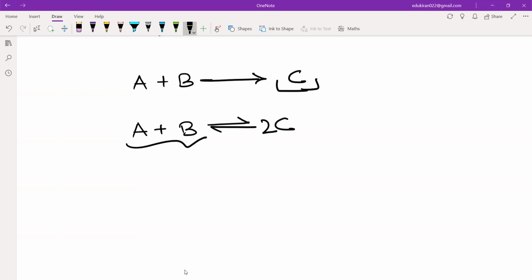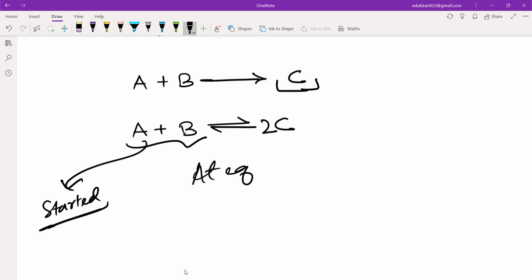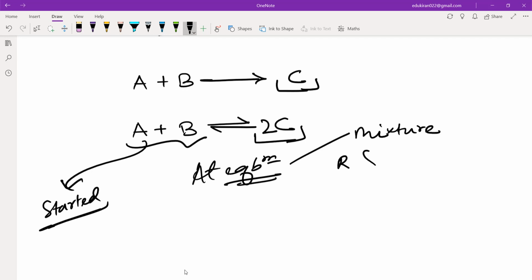If I started with this many moles of A and B, at equilibrium you are saying that I will not get 2 moles of C, but I will rather get a mixture of reactants and products. Yes or no? That's what we are saying now when it is an equilibrium.